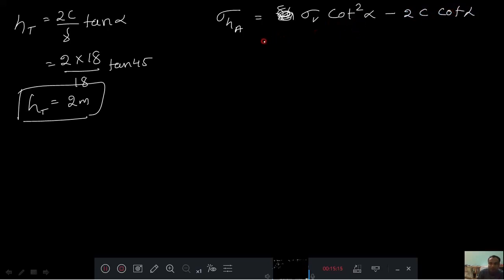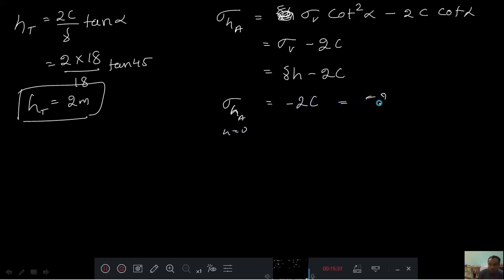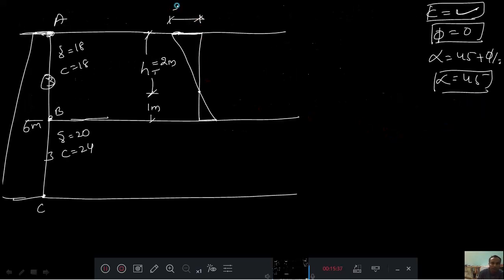Okay, cot alpha is equal to 1, therefore sigma v minus 2c is my equation. Then this is gamma h minus 2c. Then sigma h at A, that is h equal to 0, therefore minus 2c is the answer. Minus 2 into 18, therefore minus 36 is the answer. That I am going to write here, minus 36. Correct? Then this is A, 0, 2 meter is over.